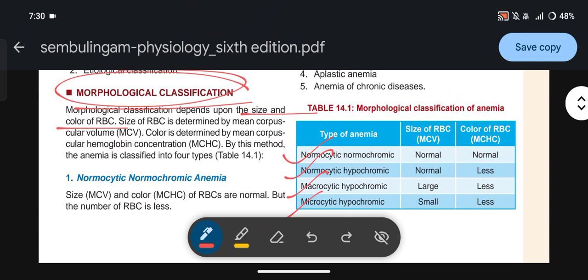Now let us start with the normocytic normochromic anemia. Here the size or MCV and the color or MCHC of the RBC are normal, but the number of RBC is less. So what is the reason? In case of this, the size and color, you will find that these are absolutely normal, but the number of the RBC is less.